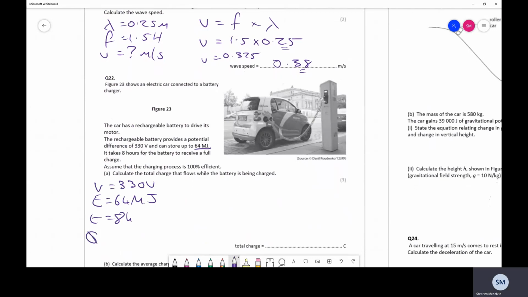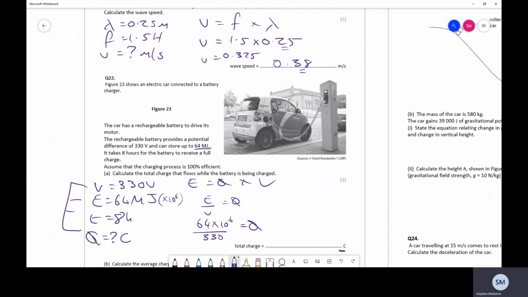Okie dokie, asking me for Q in coulombs. I can do this nice and easy. I'm going to change this into joules because the units are not asking for megacoulombs, they're just asking for coulombs. It's asking me to find Q. Which equation links all four of those together? None. However, the equation E is equal to Q times V does link E, Q and V. I want to get E down to normal joules, so I'm going to multiply that by 10 to the power of 6, and divide across by V, so E over V is equal to Q. Put my numbers in: 64 times 10 to the power of 6 divided by 330 is equal to Q. Pop that into my calculator.